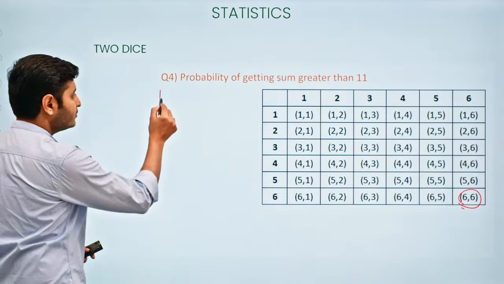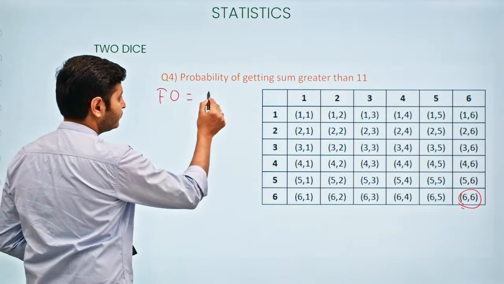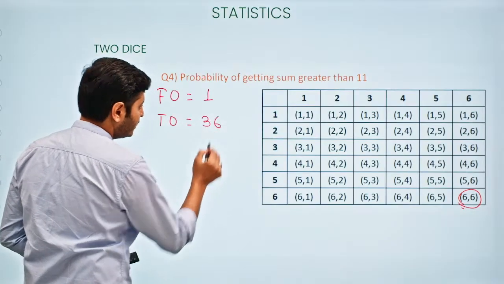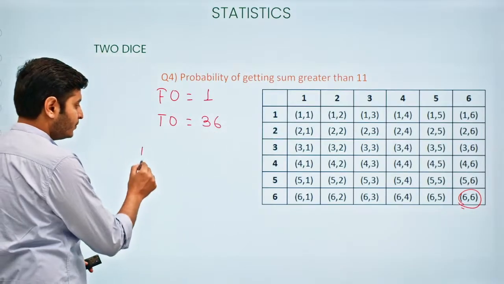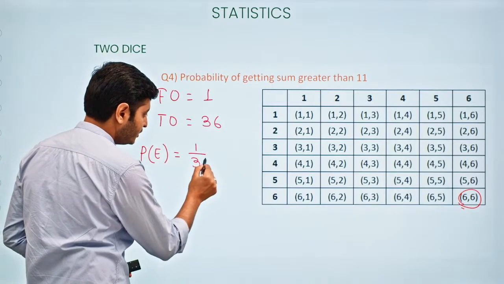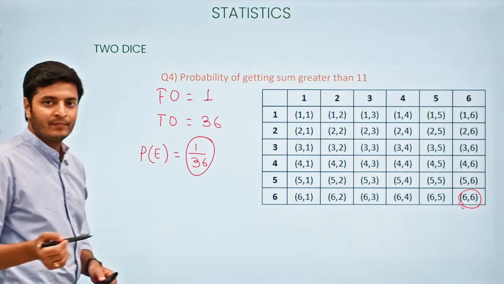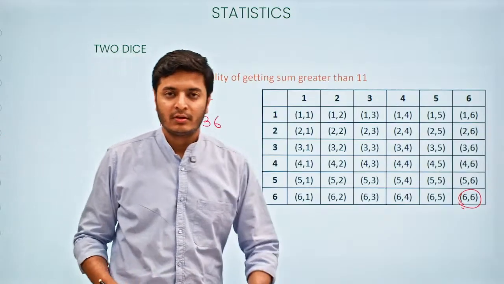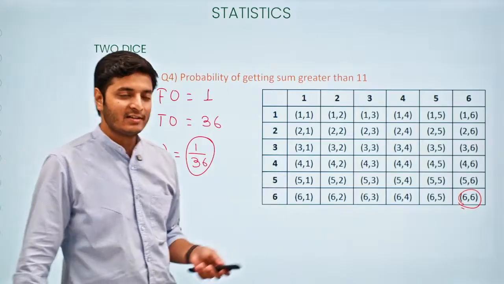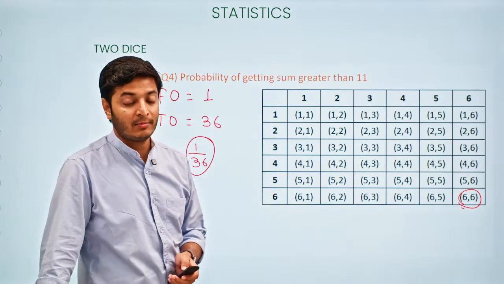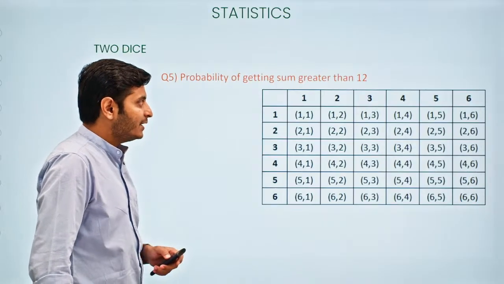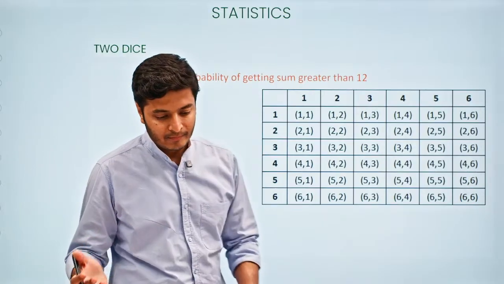So favorable outcomes 1. Total outcomes 36. So probability of this event to happen 1 by 36. Already simplified. So what are the chances? What are the odds of you getting 6 on both the die? 1 by 36. Now, probability of getting sum greater than 12.